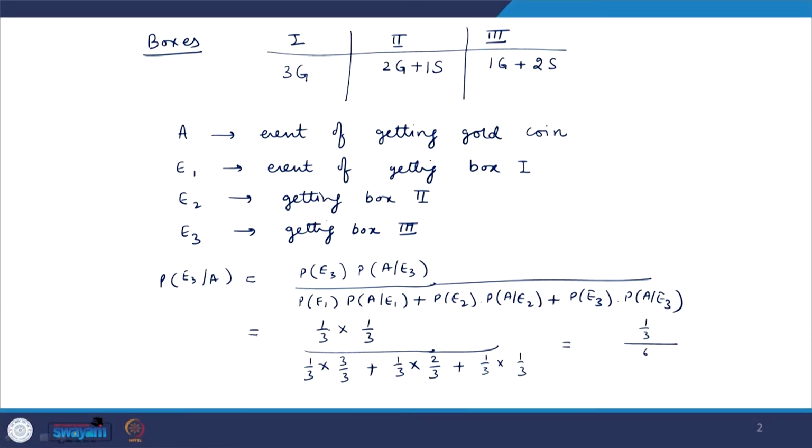6. So, it is what? It is, if you cancel 1 by 3 from numerator and denominator. So, it is 1 by 3 upon 3 plus 2, 5 plus 1, 6, 6 upon 3. So, that is basically 3, 3 cancels out. So, it is 1 by 6. So, that will be the required probability.